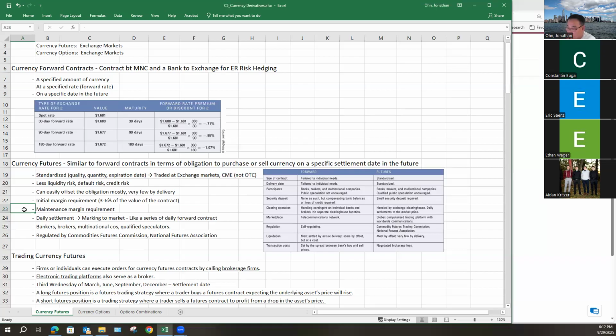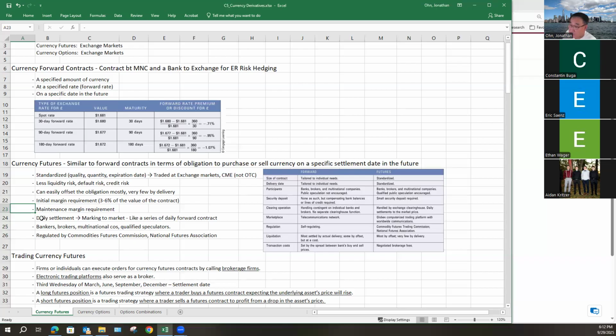All right, thank you. So your initial margin requirement, that is one requirement. And also there is a maintenance margin requirement. So for the traders or the investors, you need this. I'll show you what that means later on.